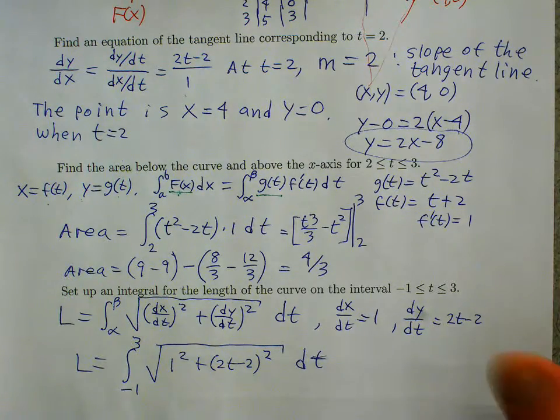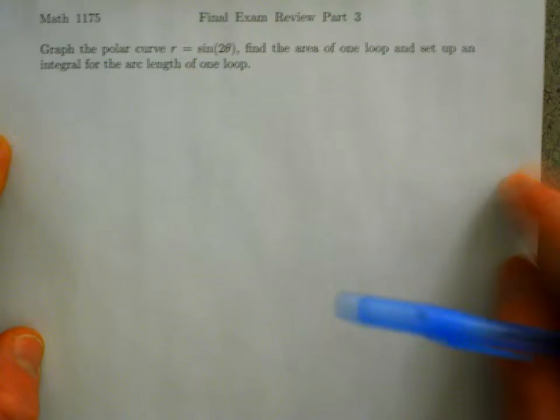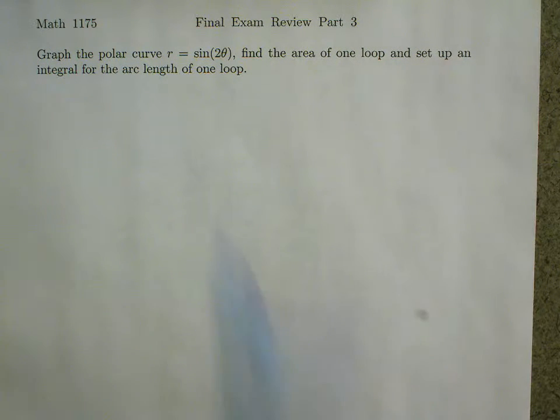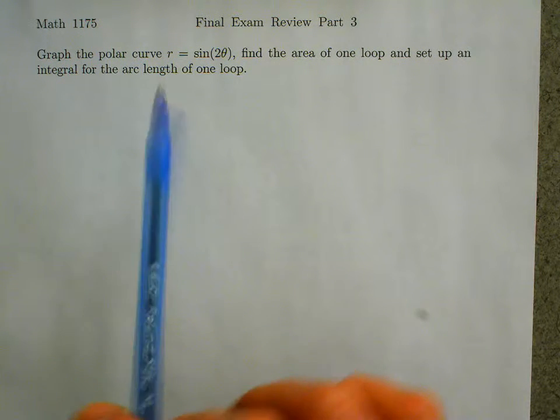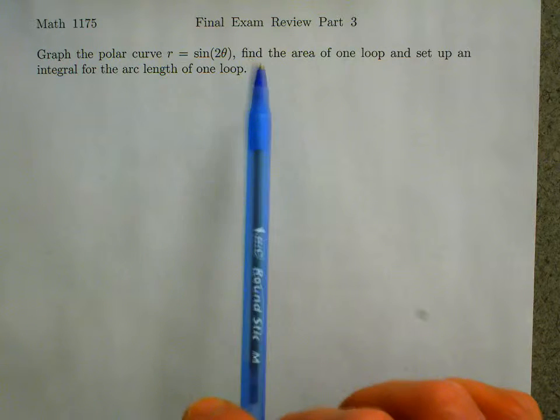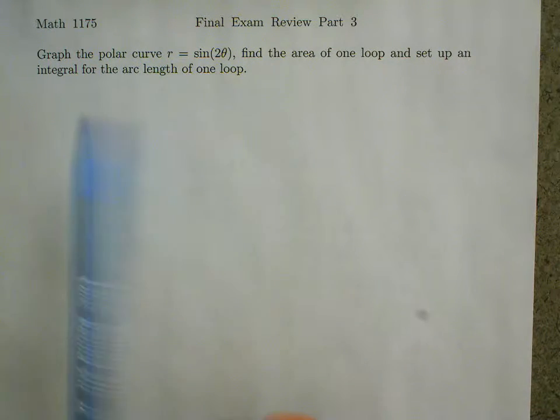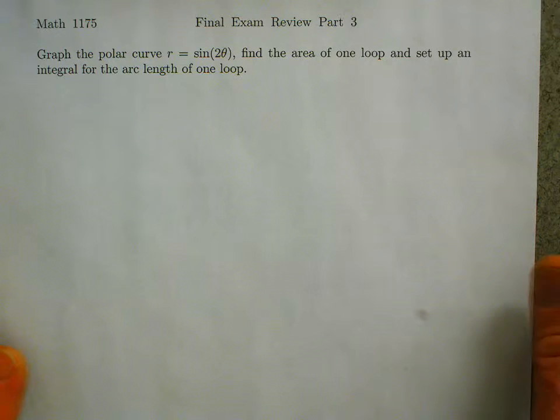Okay, the next page. This time for a polar curve. We'll graph the polar curve, r equals sine of 2 theta. We'll find the area of one loop, and then we'll set up an integral for the arc length of one loop.